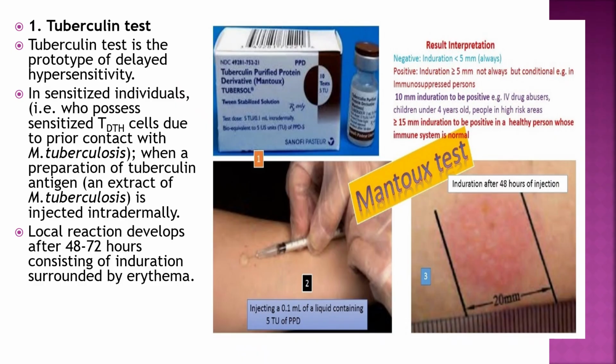Type 4 hypersensitivity, the first example is the tuberculin test. The tuberculin test is the prototype of delayed hypersensitivity in sensitive individuals who possess sensitized DTH cells due to prior contact with M. tuberculosis.